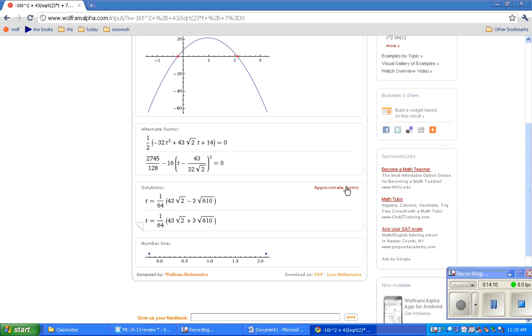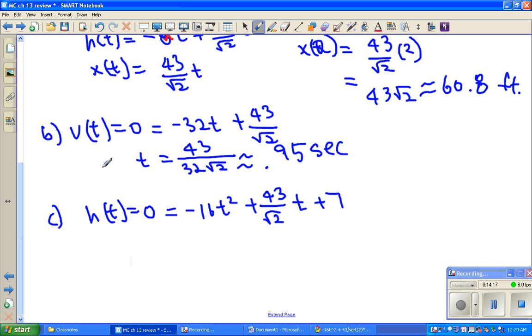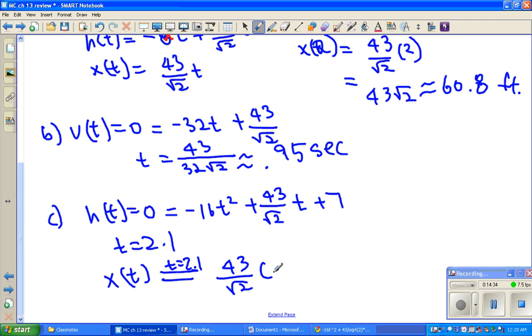Then approximately it will be 2.1. So our answer here, t is equal to 2.1. But we have to plug it into x of t, and t is equal to 2.1, which is equal to about 43 over radical 2 times 2.1 would have been our final answer. So whatever you calculate for this one, that would have been our final answer. We'll continue in part 3.